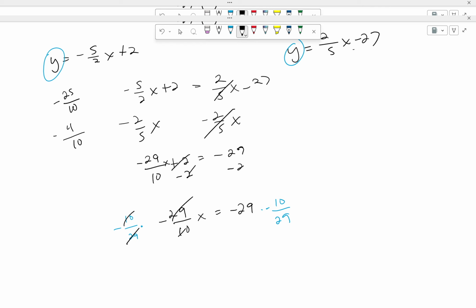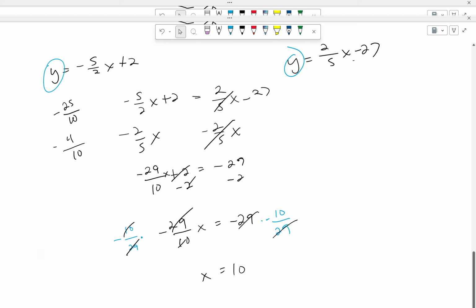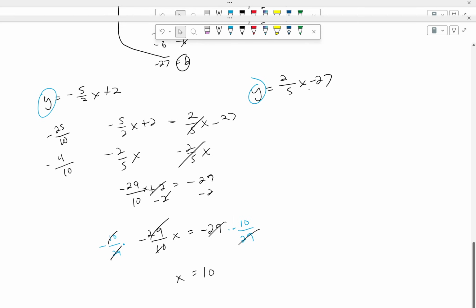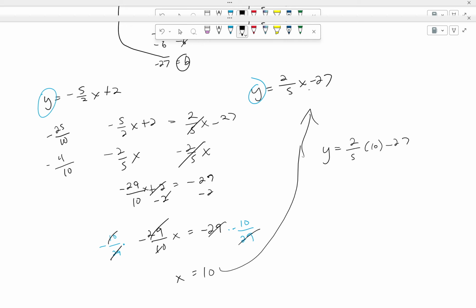On the left, everything factors out, obviously, because that's the way we set it up. But watch on the right side: 29, 29, negative times a negative, and we have a positive 10 is now our x. Then we take the x, the 10, and plug it back in either side. I'm going to plug it in over here this time, because why not? Either way we're dealing with fractions, and at least this one I'm not dealing with a negative. So I have 2/5 times 10 minus 27. This is going to be a 2, so it's 4 minus 27. So y is going to be equal to negative 23.